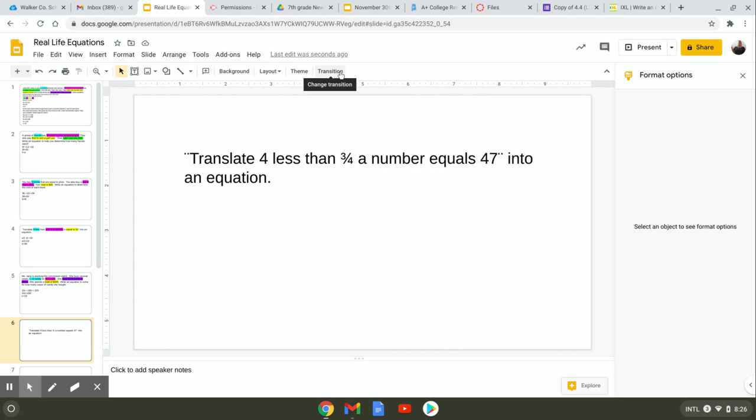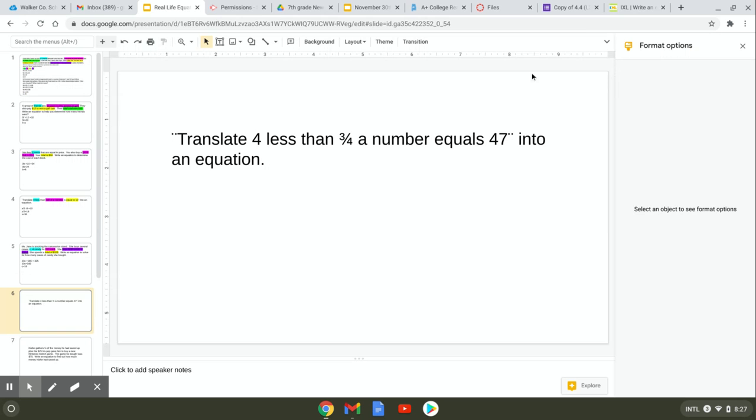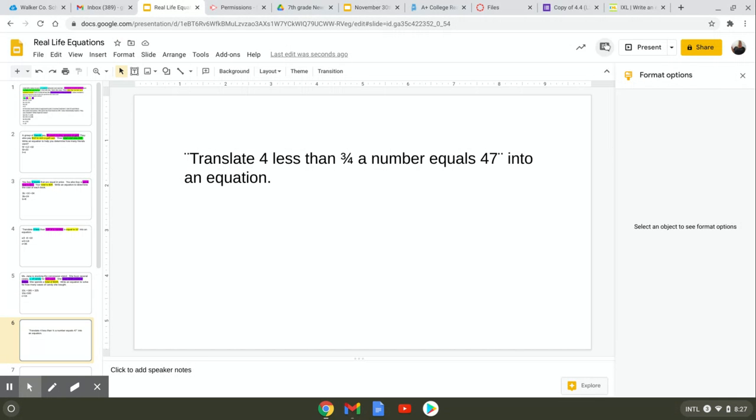I don't know where my highlighter went. Let me find it. I have no idea why my highlighter just went away.